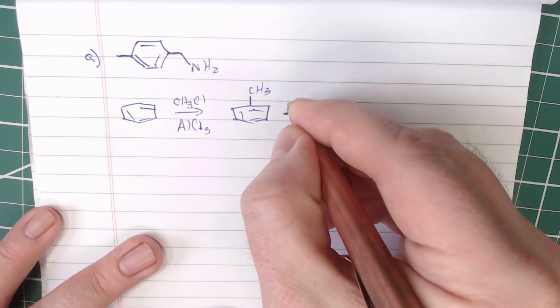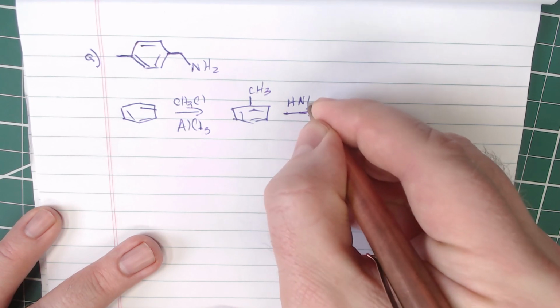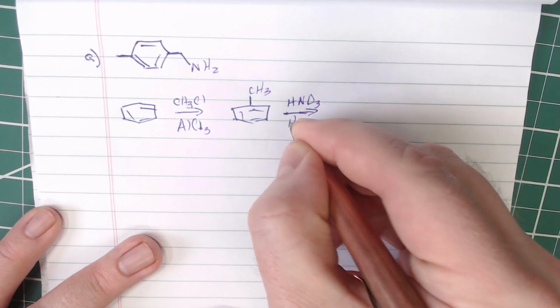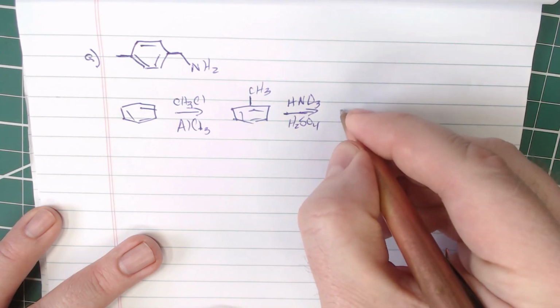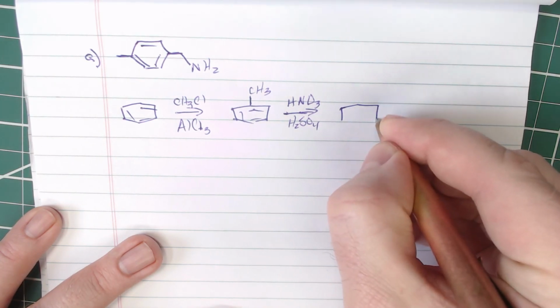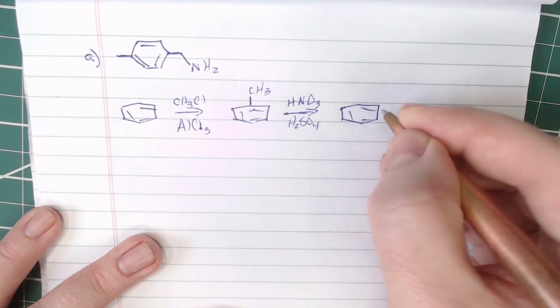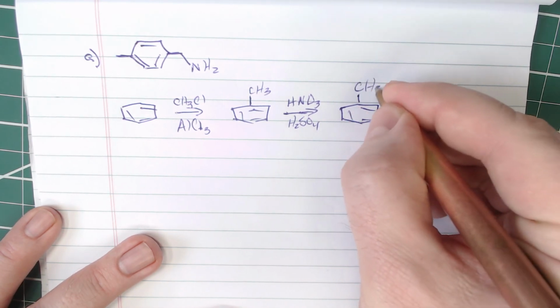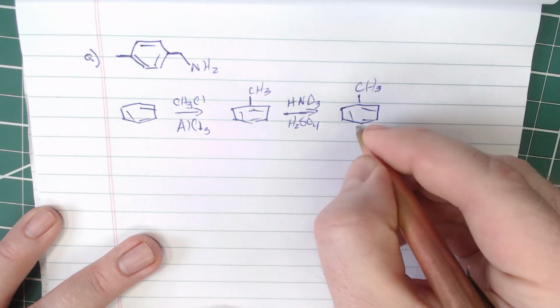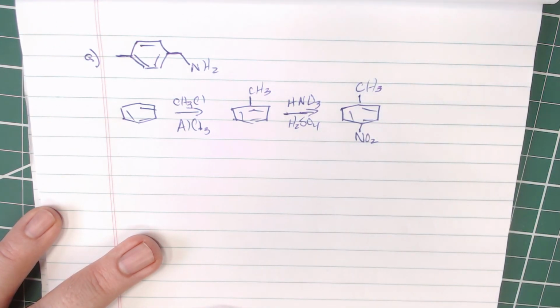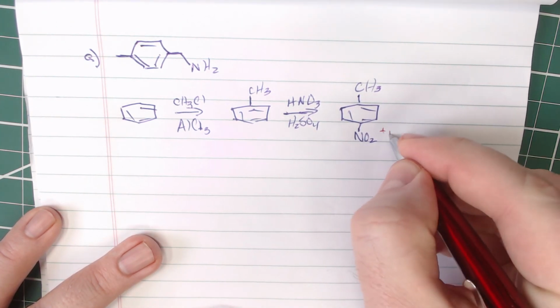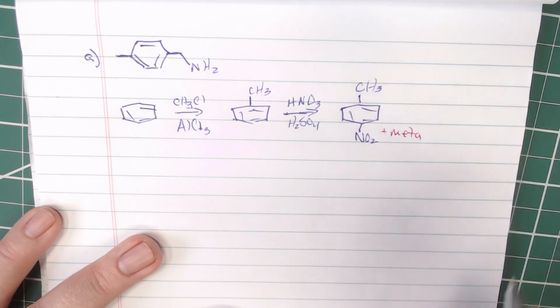So if we use HNO3 and H2SO4 nitration conditions, we can get our para-nitrotoluene. Now, again, I do feel obligated to mention that we would also get the meta isomer. You would also get the meta isomer.